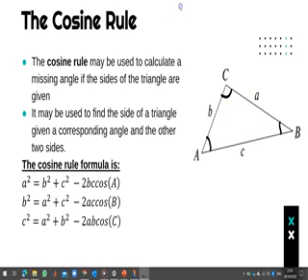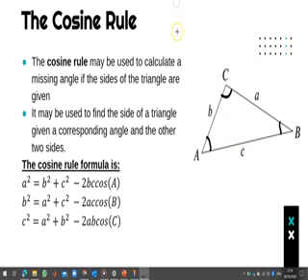Also, the rule says that it may be used to find the side of a triangle given a corresponding angle and the other two sides. Let's say you are given the value of B and the value of A and also angle C, and you are required to find the length of C. So you can say that the corresponding angle is given and the other two sides are given. You can also apply the cosine rule to find the value of C.